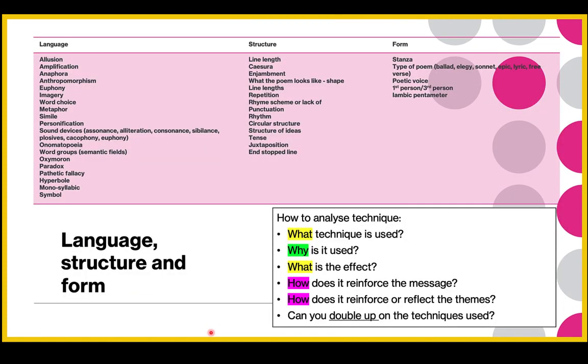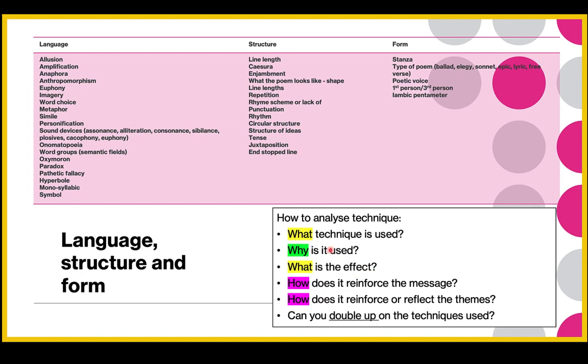So here is just an overview of some of the different techniques and methods that you could comment on. You may want to pause the video here just to have a quick look. I've got a range of language, structure and form. And when you're thinking about any of these, you're always asking yourself, what is it that I see? Why has it been used? What is the effect? How does this particular device or method reinforce the message? How does it reinforce the themes? And if you can, always try and double up.